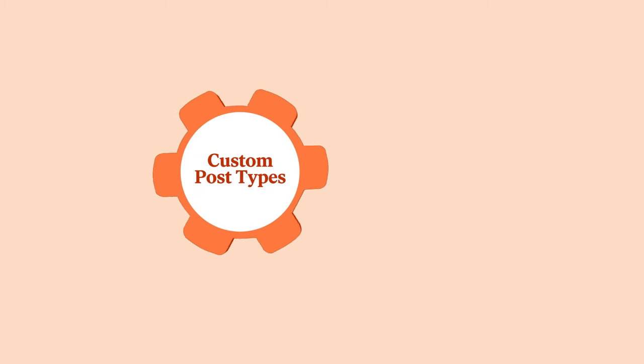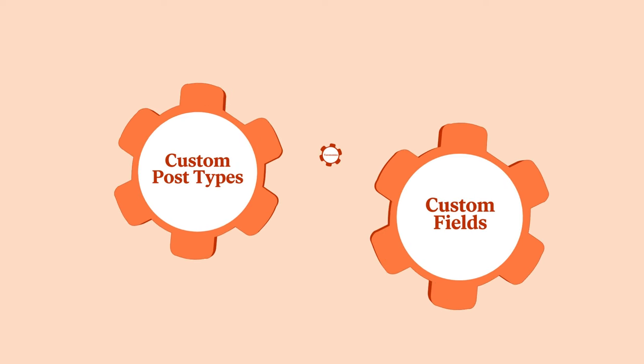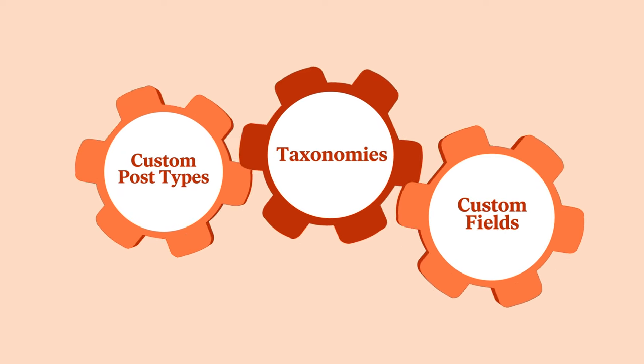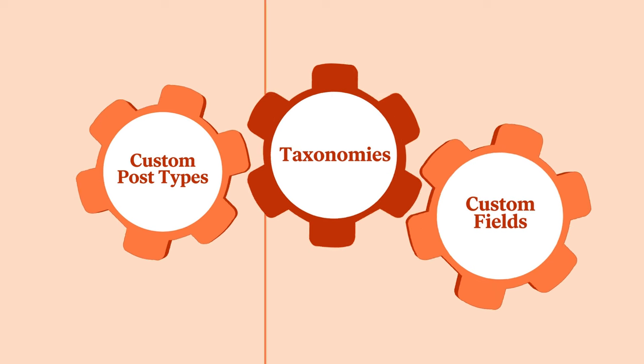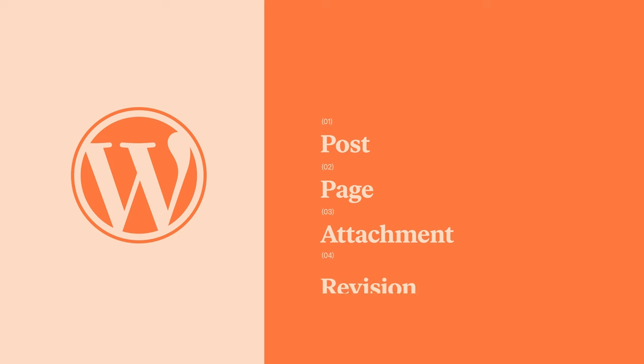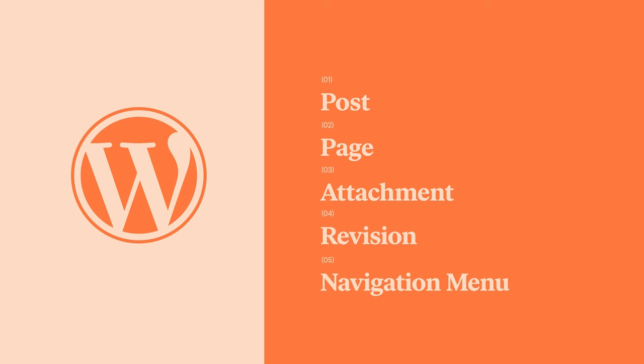So what exactly are custom post types, fields, and taxonomies? Let's explore what these are in order, starting with custom post types. By default, WordPress comes with these post types. We have post, page, attachment, revision, and navigation menu.